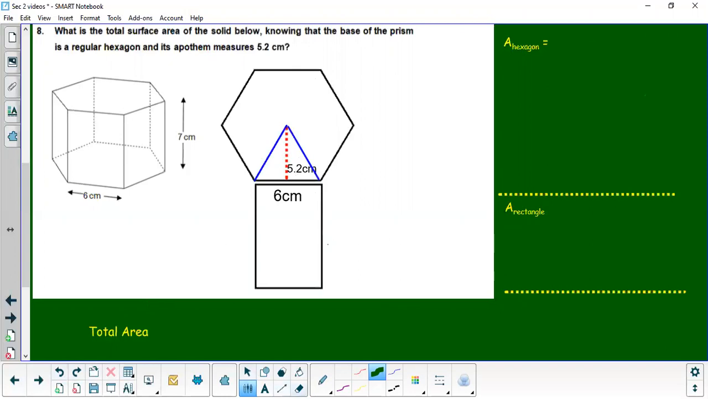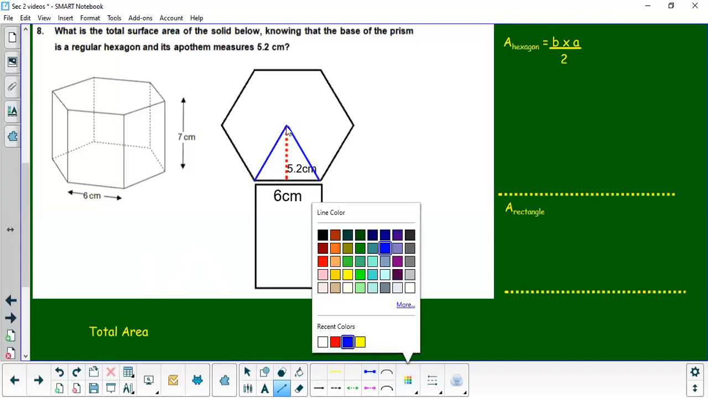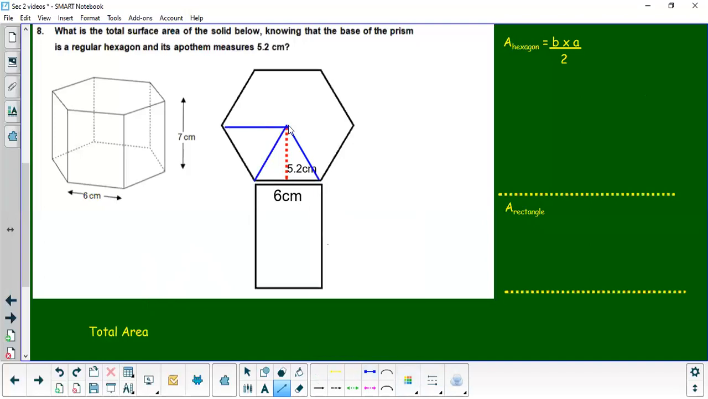Now let's find the area of the hexagon. What's the formula? Well, it's base times apothem divided by 2. That's basically a triangle here. How many of these triangles do we have in the hexagon? We have another one here, that's 2, 3, 4, 5, and 6. There are 6 of them, so we multiply it by 6. If this were an octagon, there'd be 8.